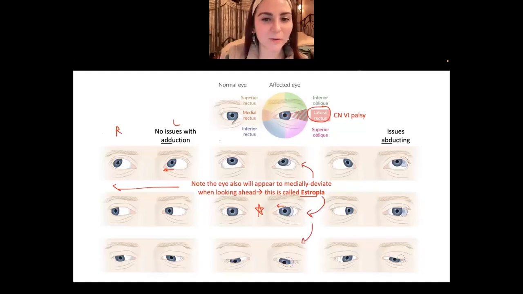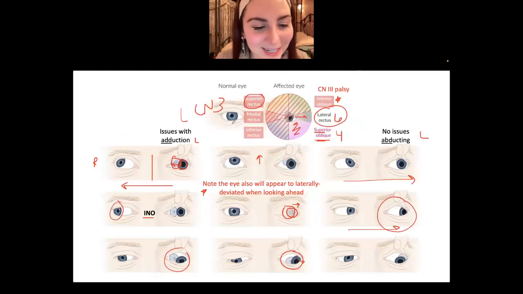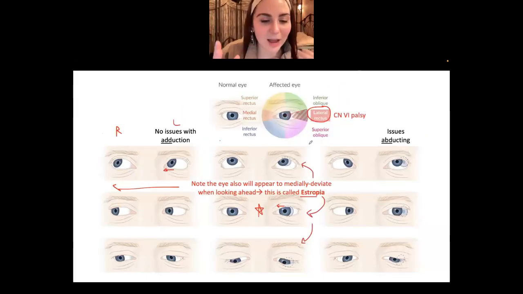I don't think there's one for the lateral deviation at rest. There might be one, I might have just missed it. Oh no, there's not. For cranial nerve 3, I didn't know if there was one for the lateral deviation at rest, but apparently it's not called anything. But esotropia is when it's more medially deviated, just looking straight ahead.